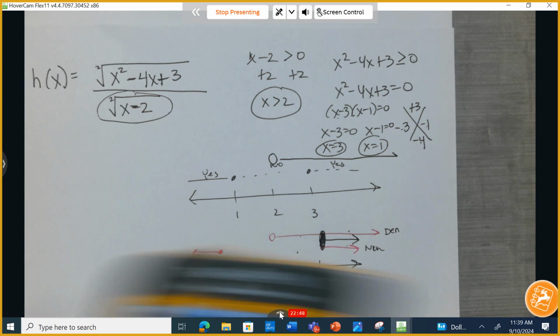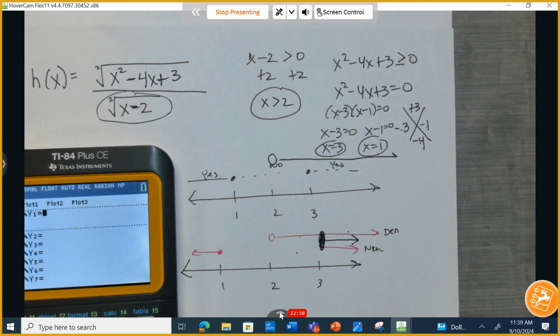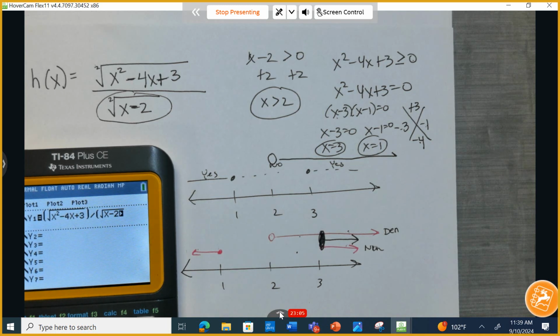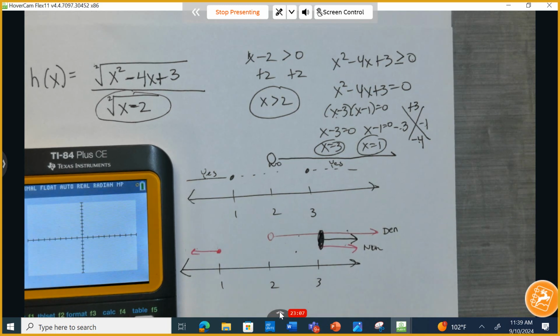Now if we want to verify another way, I'm going to come up here and write this in. I'm going to do the square root of x squared minus 4x plus 3, and then divide that by the square root of x minus 2. When we graph this, we can see the function starts at 3 and goes to the right. It verifies that.